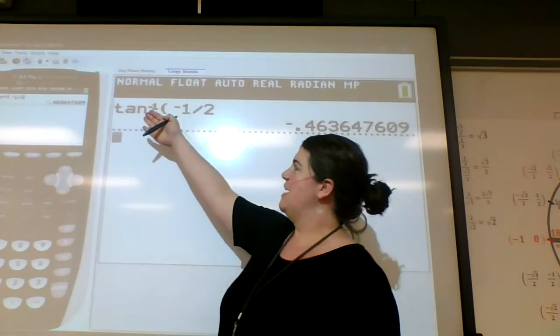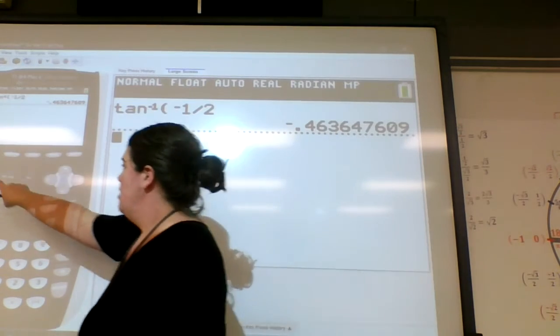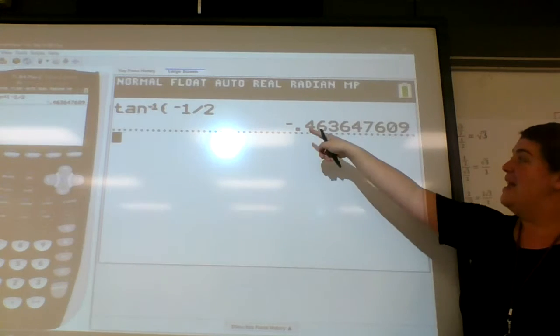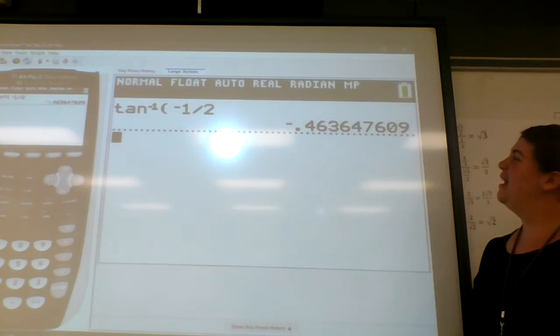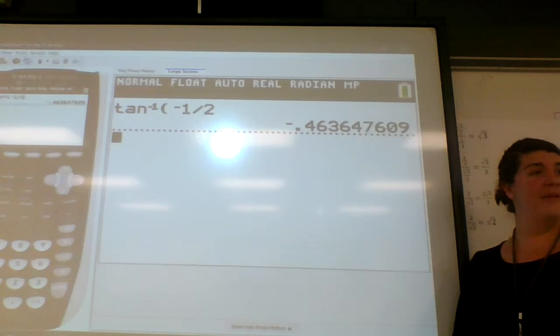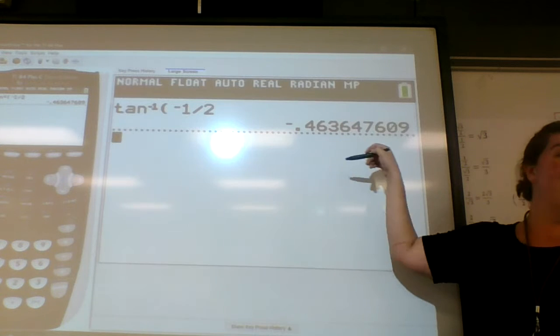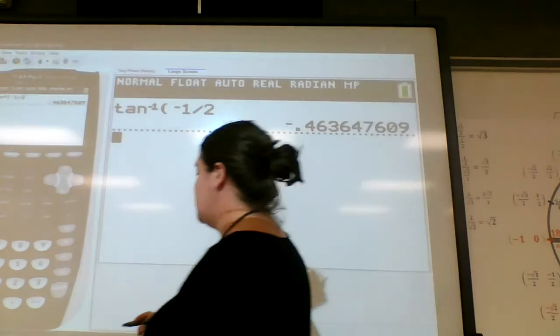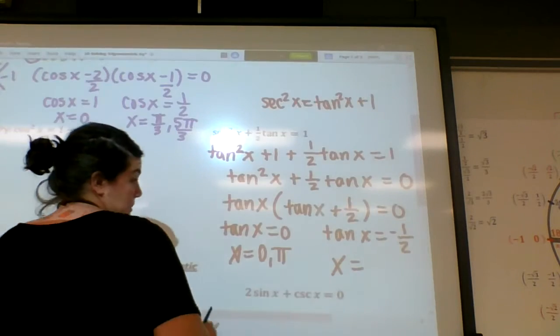So you can use tangent inverse. I already have it here. Remember, you hit the blue button and then the tangent button. Tangent inverse of negative 1/2 is negative 0.464 if you round it. And so this is an angle. It's in the negatives, which means it goes back this way, right? But technically that angle has a tangent of negative 1/2. I know it's not between 0 and 2 pi, but we're going to throw it down anyways.